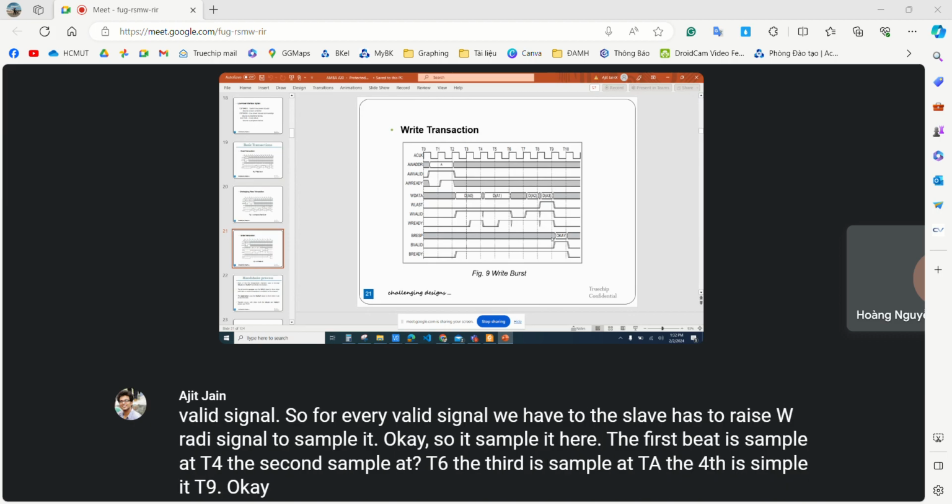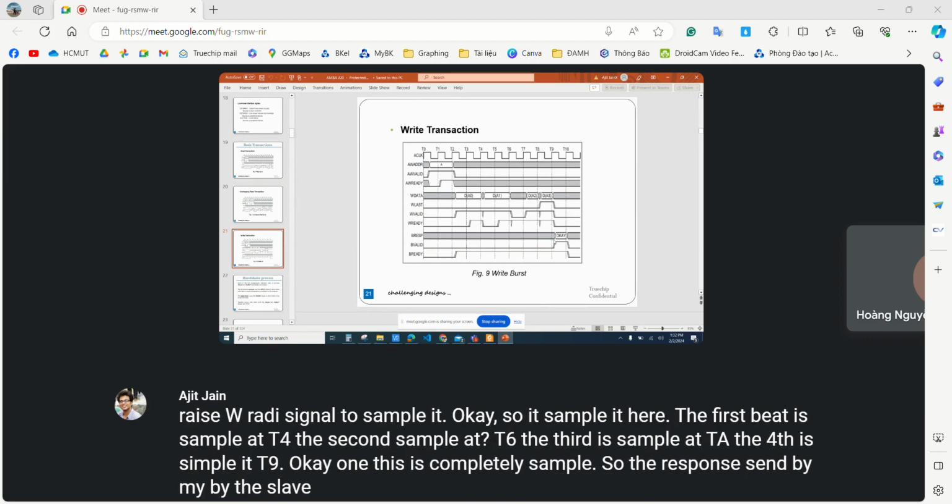Once this is completely sampled, the response sent by the slave comes at the next clock cycle, which is sampled by the master at T10.